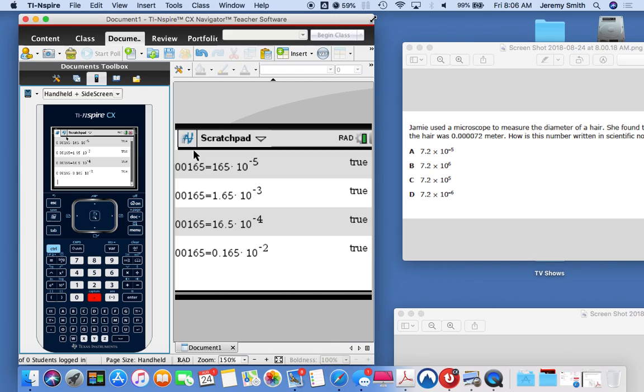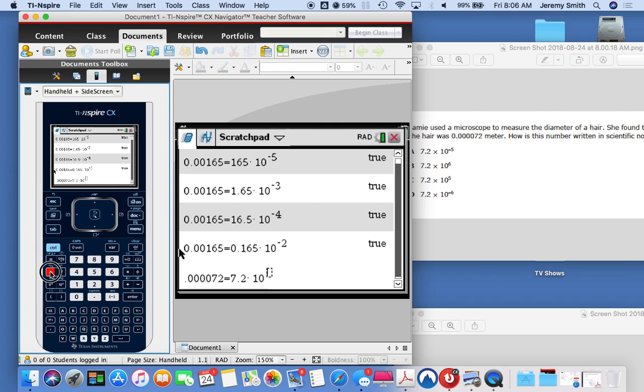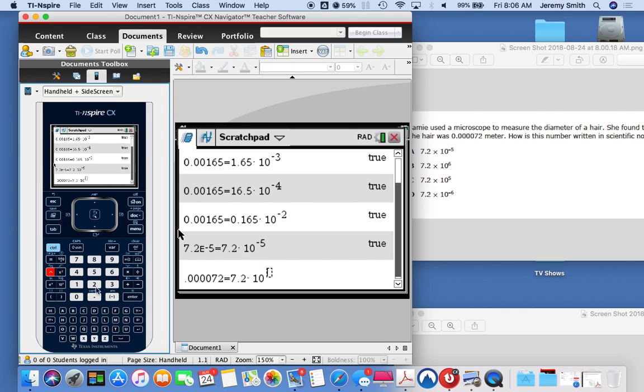So this one is 0.00072, and I'm going to press equal, and I want to try my answer choices. 7.2 times 10 to the -5. Okay, so this says true so far. Let's try out another one. 0.0000 0.72 equal to 7.2 times 10 to the 6th power.